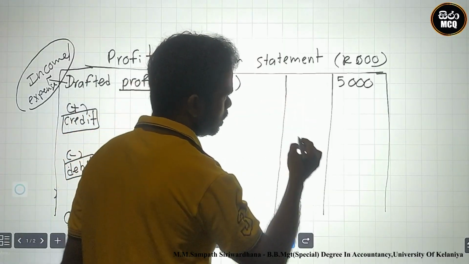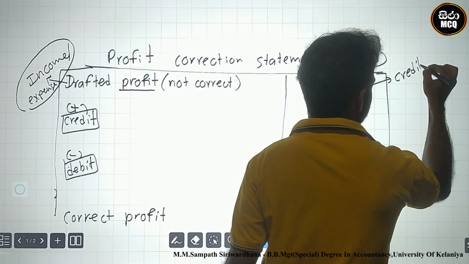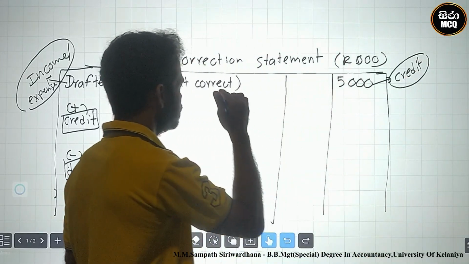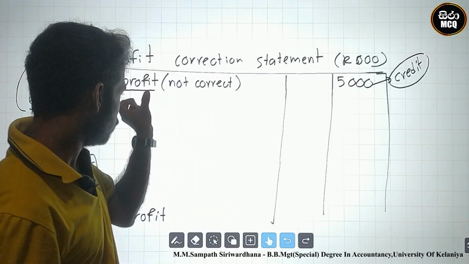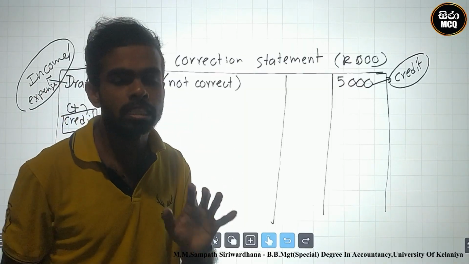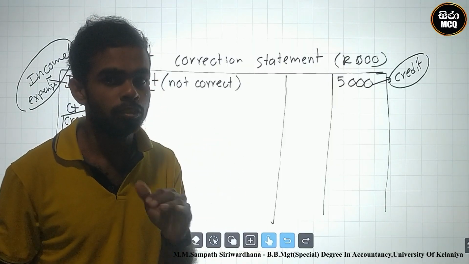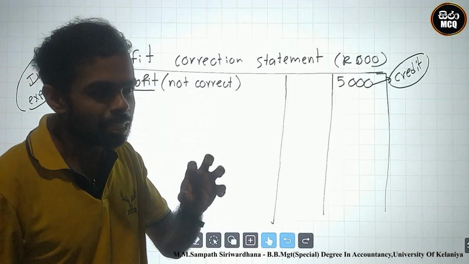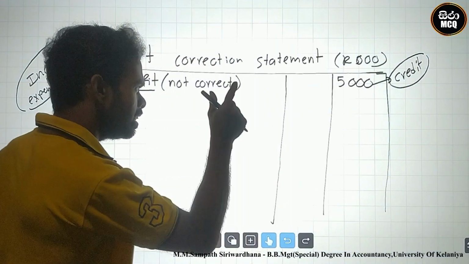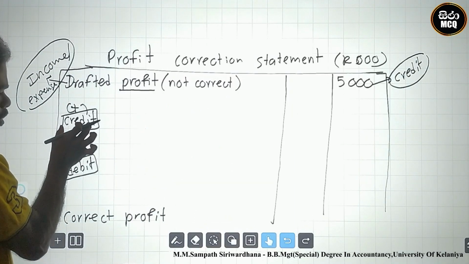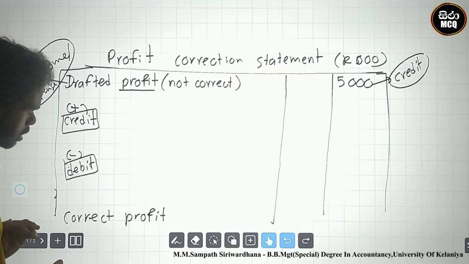Why? The profit is credit side. Why? This is the profit. The income is higher. Profit means income is higher. Income is higher means income is winning. Income is a credit side. Therefore, profit is credit side. At this stage, if there is a credit short, we must add this one. If there is a debit short, we must minus this one.